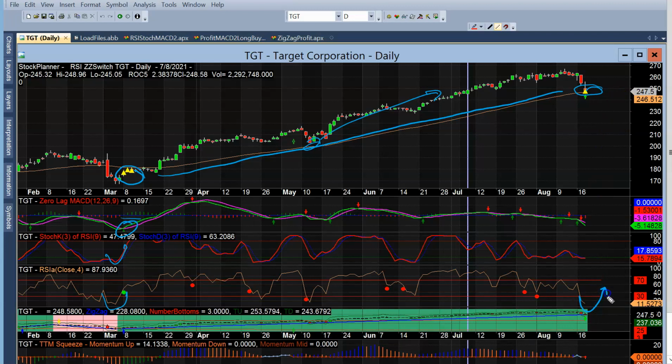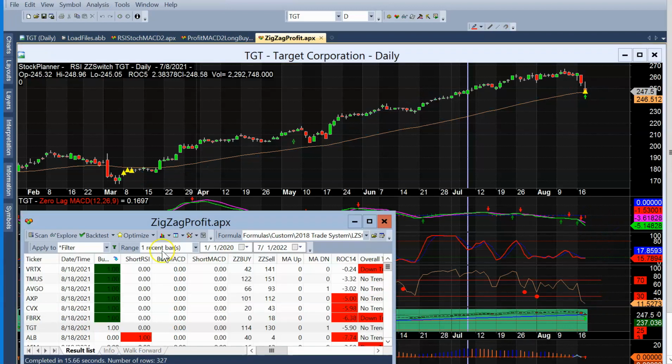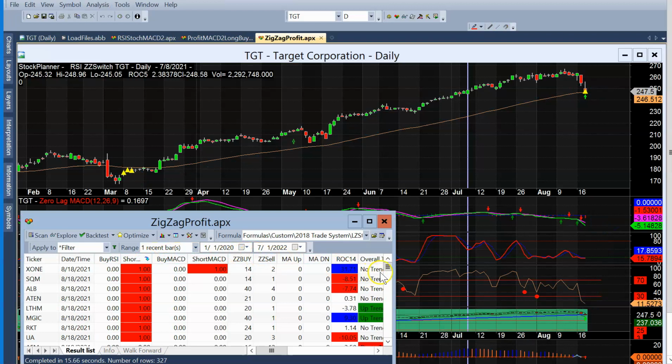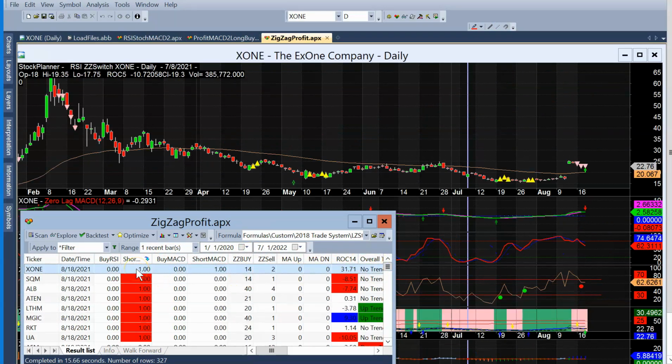RSI coming around. Stochastics. And this is not so deep, but the MACD is below the zero line. That's all we require. Now, this could be a week for the shorts, based on what we had some messing around. So let's quickly look at the RSI shorts.